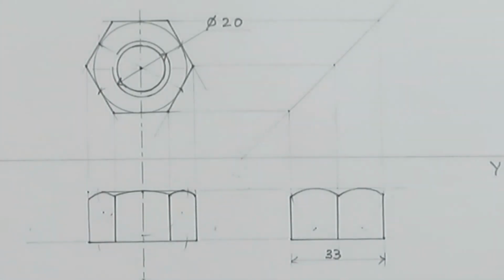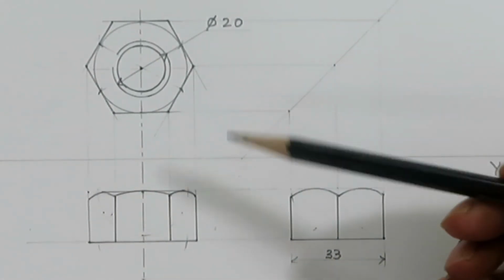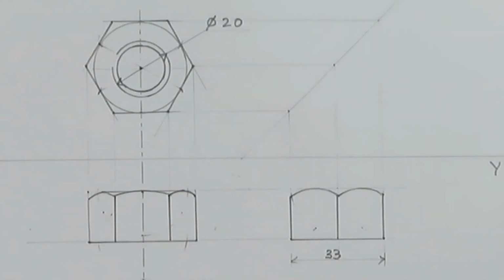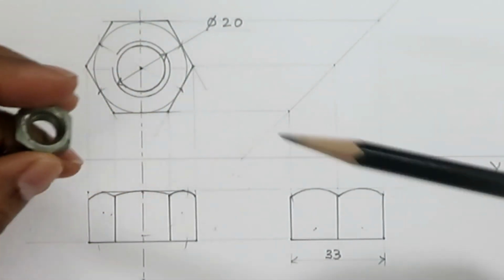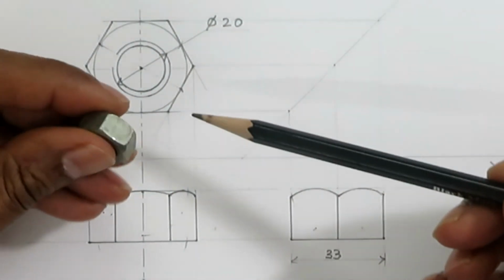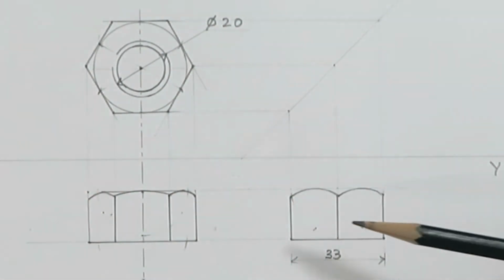So this is the third angle projection of a nut. So we have done the top view, the front view, and the side view.